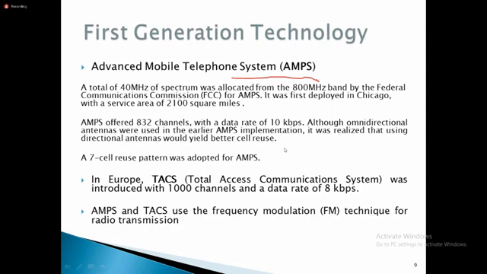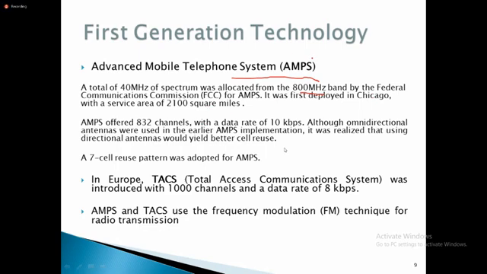AMPS is the technology, right? AMPS, Advanced Mobile Telephone System. So that is the technology used in the first generation mobile communication system. Okay. Total of 40 megahertz of spectrum was allocated from 800 megahertz band by the FCC.